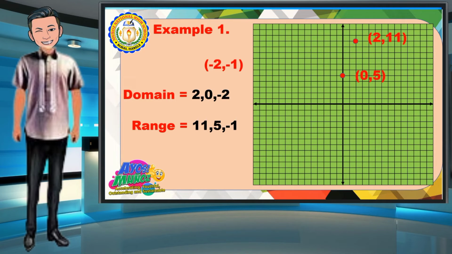And the third one, we have negative 2 and negative 1. So this belongs to quadrant 3. So this is the graph of negative 2 and negative 1. After that, we're going to connect all the given points to make a linear graph or line graph. This is the graph of the given function. That is example number 1.